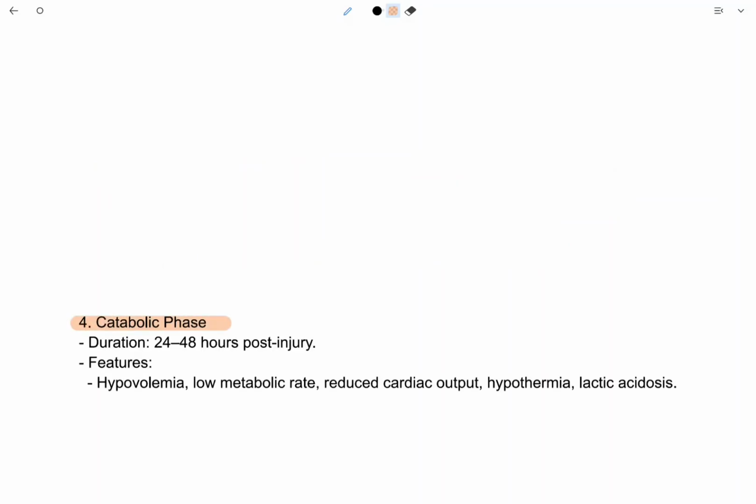Catabolic phase. Its duration is 24 to 48 hours post injury. The catabolic phase is the breakdown phase, the breakdown of muscles, and its duration is 24 to 48 hours after injury or trauma. Features of the catabolic phase are hypovolemia, low metabolic rate, reduced cardiac output, hypothermia, and lactic acidosis.